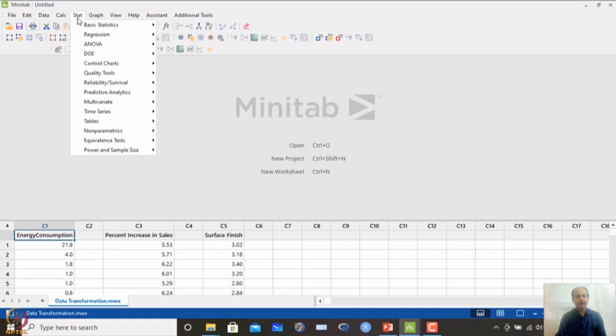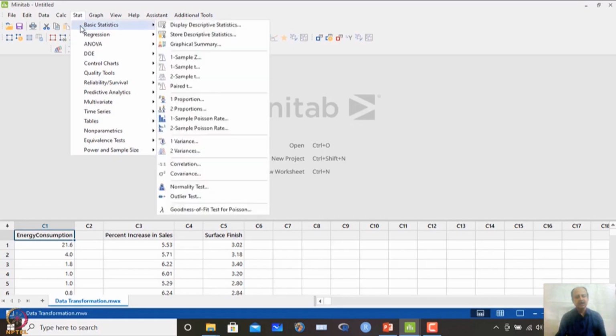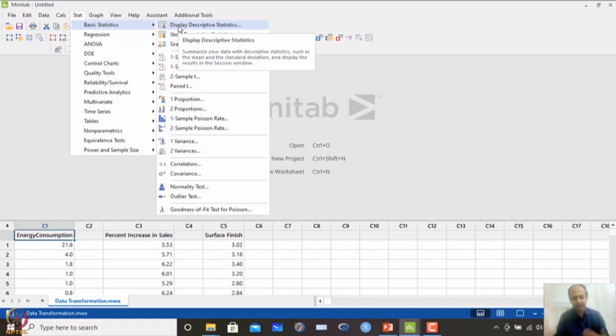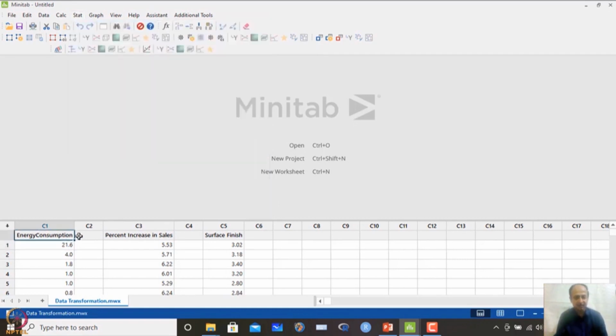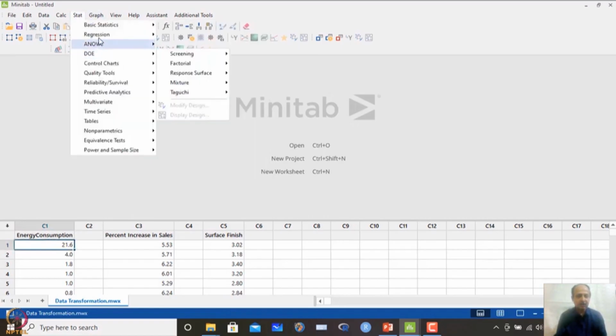If you go to Stat, MINITAB has an option to check whether it is a normal distribution or not. I will use a specific test, and we will do it somewhat at this stage. We do not want to go into hypothesis testing, we just want to see the guideline for whether it is normal or non-normal. So I will go to normality test. Let us say energy consumption is the CTQ that the customer is interested in, and we want to see whether it follows a normal distribution.